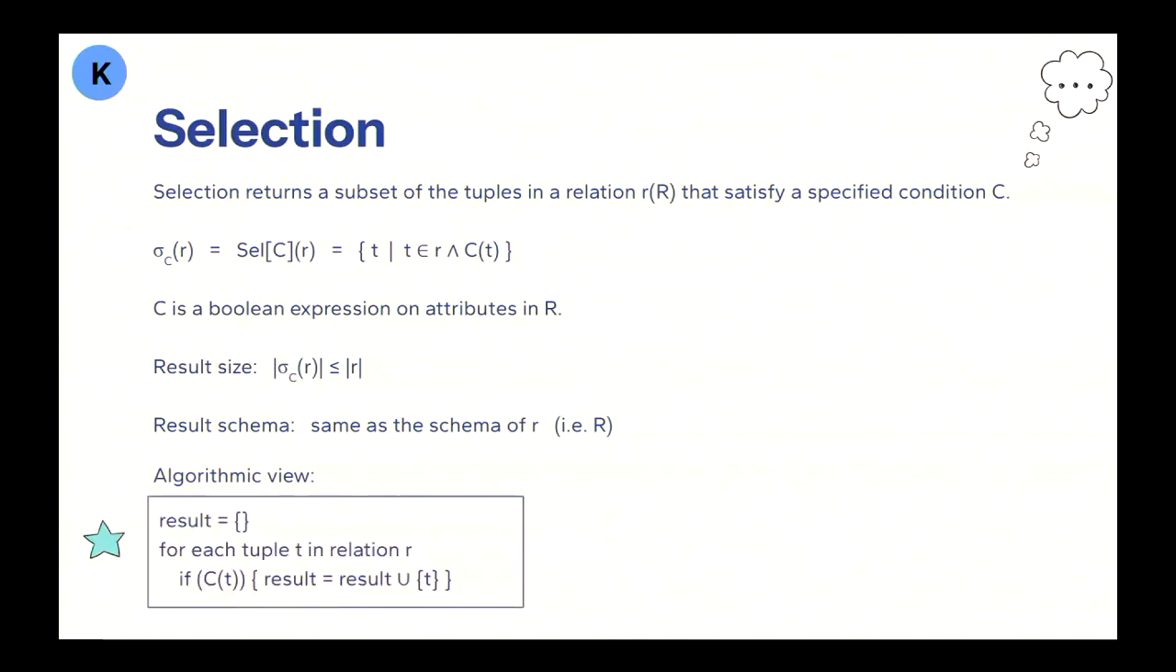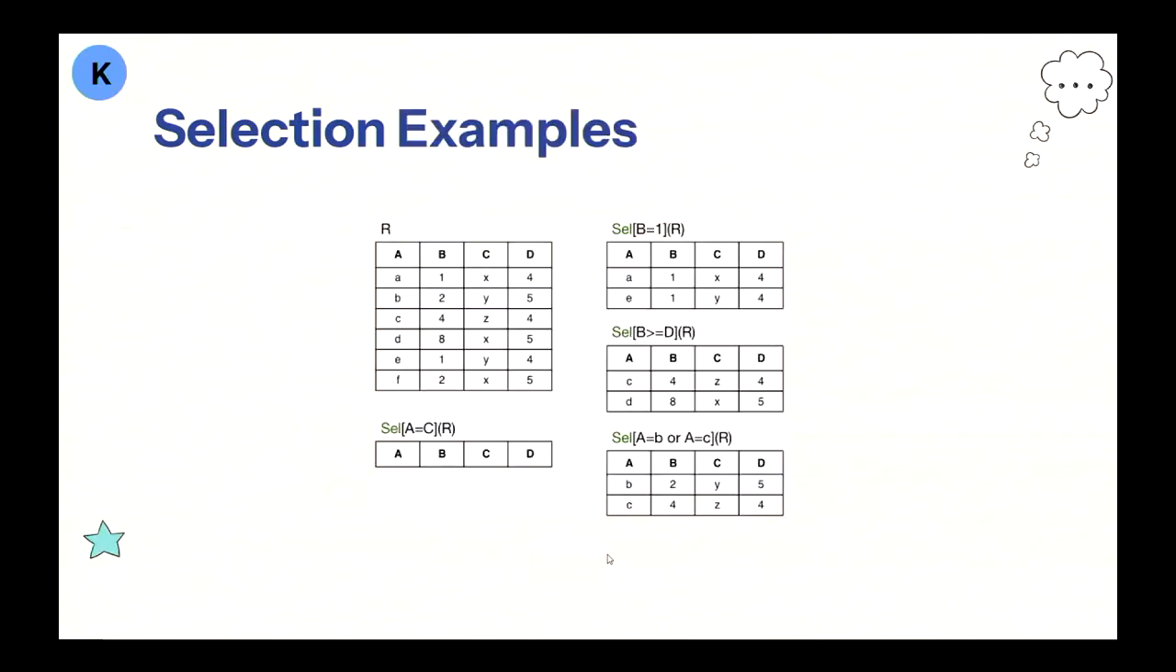And here is an algorithm for doing this selection. Basically, we can just go through all the tuples in the relation, and if a tuple fulfills the condition, we will include it in the result. So that's the algorithm for doing selection. And here are some examples for selection. As you can see, we can specify different conditions for doing selection, and it will give us different results, of course. Another thing to take note of here is that the result will have all the attributes from R.